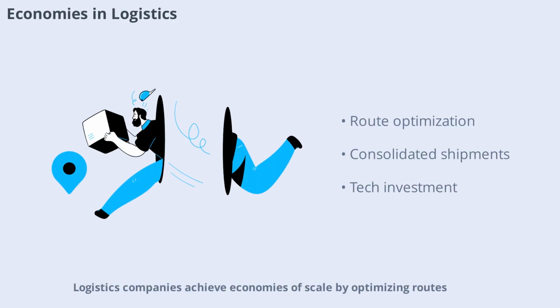Logistics companies achieve economies of scale by optimizing routes, consolidating shipments, and investing in technology. These efficiencies reduce costs and improve service, but require significant investment and coordination.